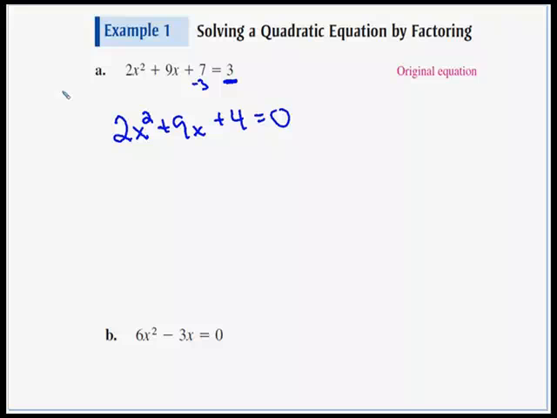And now that I got it equal to 0, I can factor it, just like we did at the end of chapter P. So here my factors turn out to be 2x plus 1 and x plus 4, and that is equal to 0.